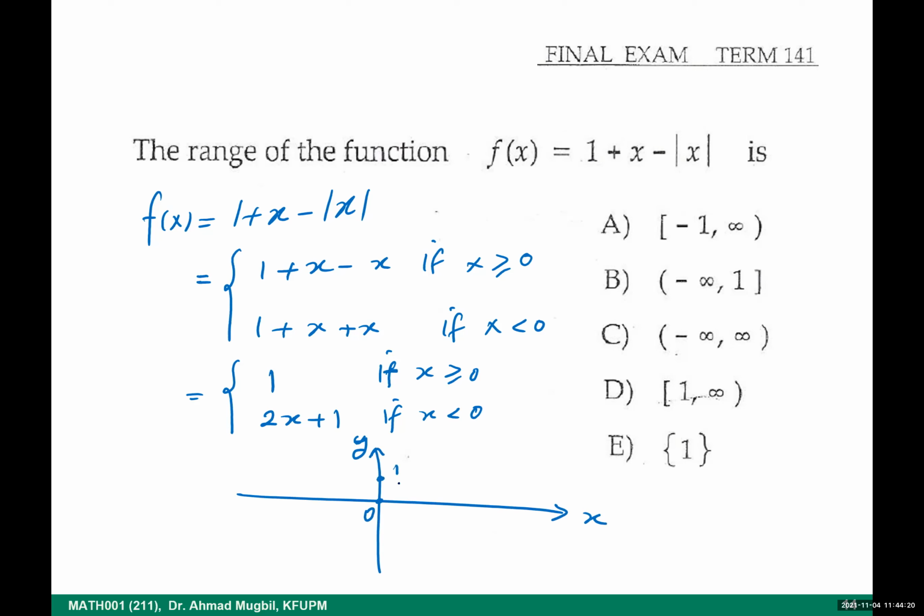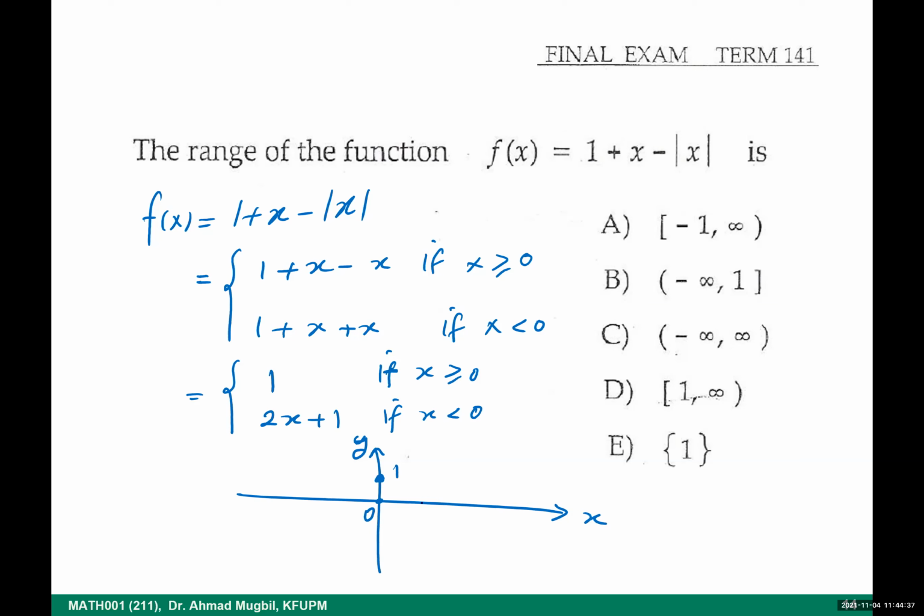1. So this is 1. And what will happen if x is less than 0? Both at x is 0 equals here. It is 1 again. So we are lucky, it will be connected from both sides. Anyway, let's focus now on greater than 0. If x is greater than or equal to 0.